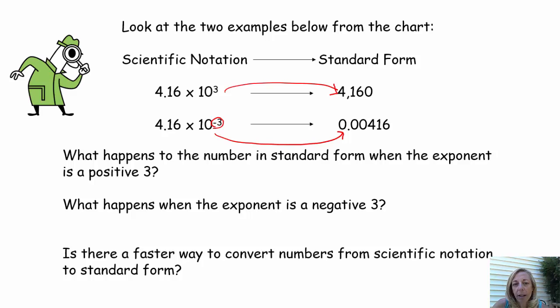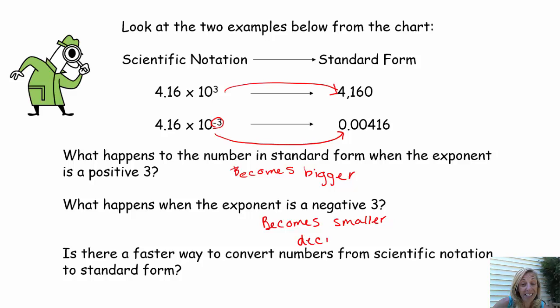We kind of talked about it a little bit. It actually becomes bigger. So I'm going to write becomes bigger. Didn't it become bigger than the 4.16? Yeah. It became 1,000 times bigger. Now let's take a look at what happens when the exponent is a negative 3. When it's a negative 3, it actually became smaller. So I'm going to write becomes smaller. It actually becomes a decimal, and I'm going to write this down. Less than 1.